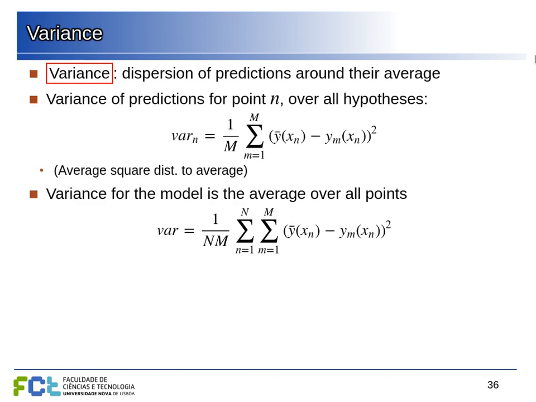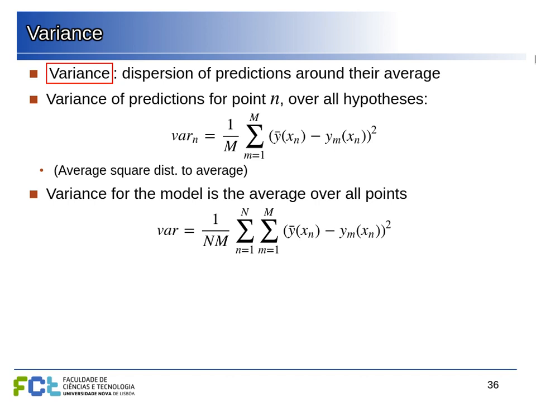So basically, the variance would be the average of the square distance to not the true value, but to the average of the predictions. The more they are scattered, the more they are different from the average of all the predictions. So this would be the variance for one point, the average of the distance to the mean prediction, and this would be the variance for the model, which just computes the average of the variance for all the points.